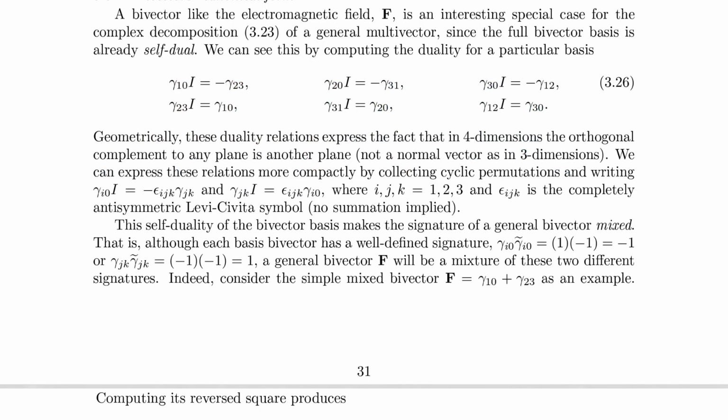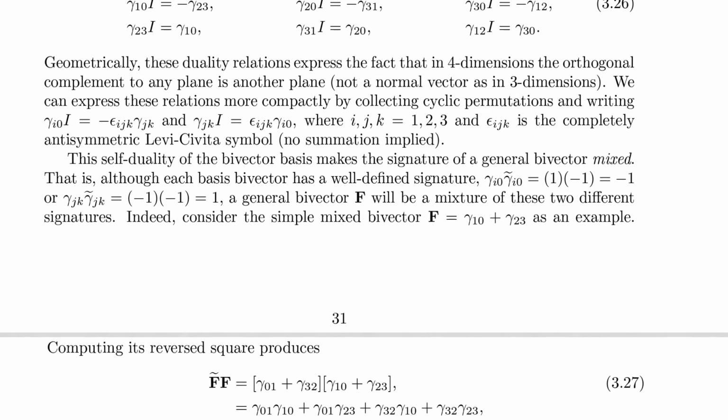And so now they say, although each basis vector has a well-defined signature, and they give these two examples, a general bivector will be a mixture of these two different signatures. Sure, because a general bivector, being some linear combination of basis vectors that have negative signatures and basis vectors that have positive signatures, what is the signature of a general bivector? So consider the simple mixed bivector gamma 1,0 plus gamma 2,3 as an example. All right, before we move on, let's just do this computation ourselves.